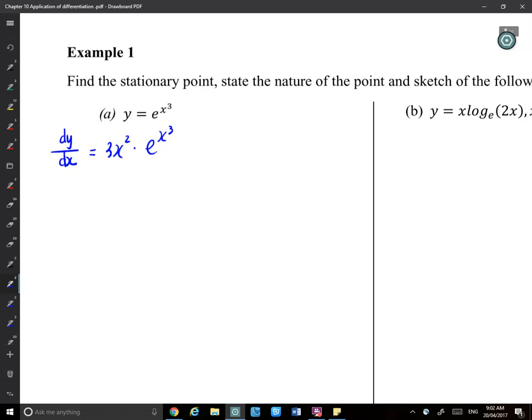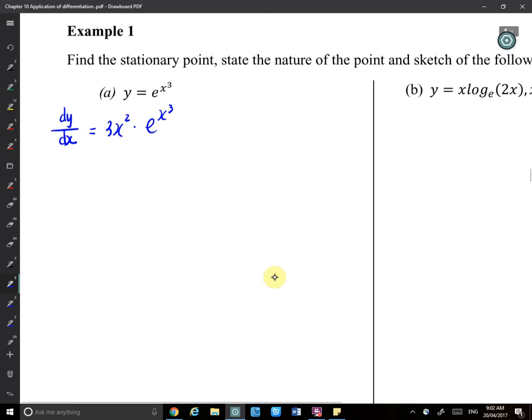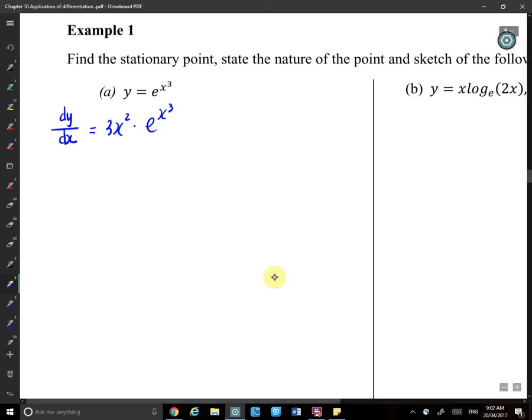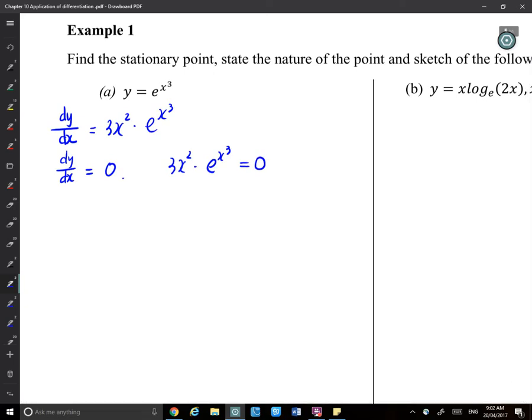Okay, and then we think about dy/dx equals 0, right? We want to find stationary points, so we will make dy/dx equal to 0. So it's 3x squared times e to the power x cubed equals 0. How do we solve this equation? Not by calculator.